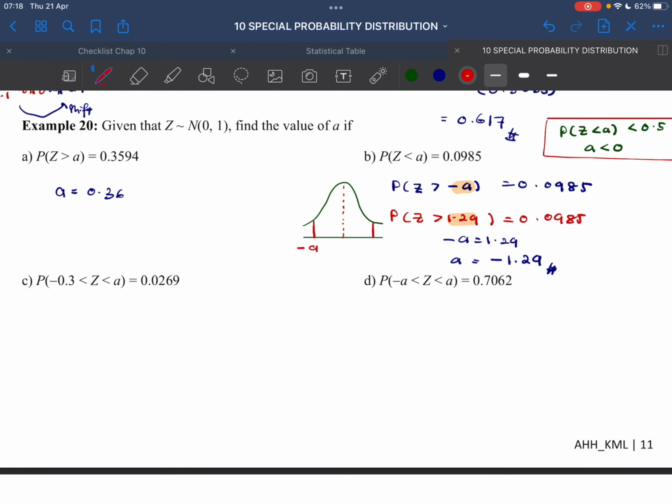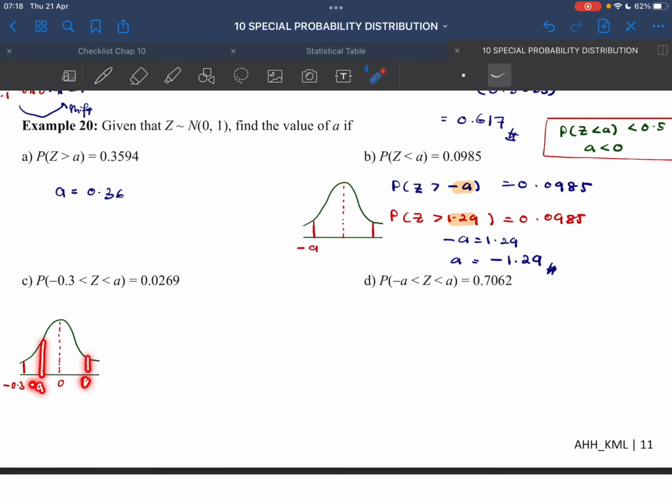We have Z is between negative 0.3 and A. So this is very helpful if you can draw your bell shape. So here we have 0, and here is your negative 0.3, obviously on the left hand side. Okay, we don't know our A. Is it positive or negative? Okay, it can be here, negative, or it can be here.